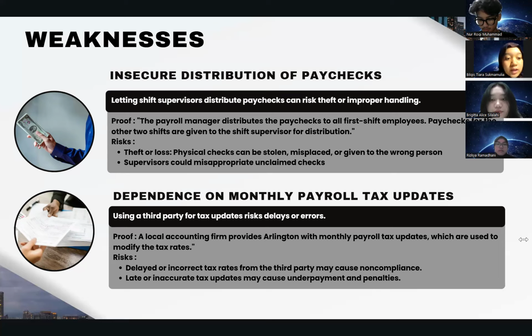And the next weakness is dependence on monthly payroll tax updates. Using a third party for tax updates risks delay or errors. The proof is the sentence: a local accounting firm provides Arlington with monthly payroll tax updates, which are used to modify the tax rates. The risks are delayed or incorrect tax rates from the third party may cause non-compliance, and late or inaccurate tax updates may cause underpayment and penalties.